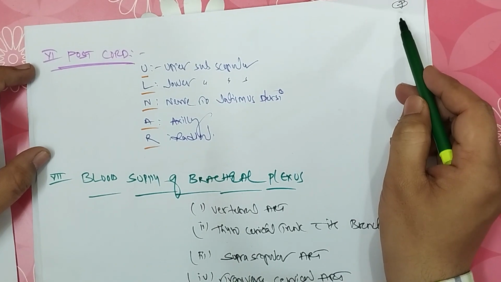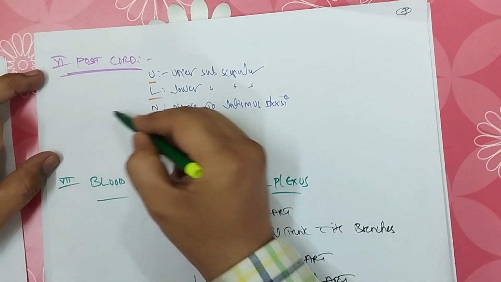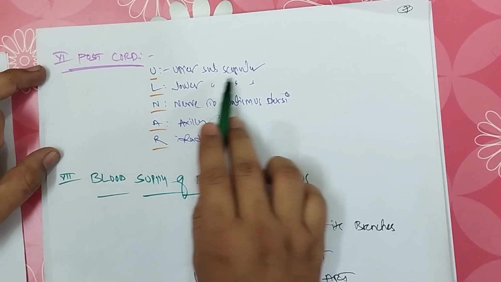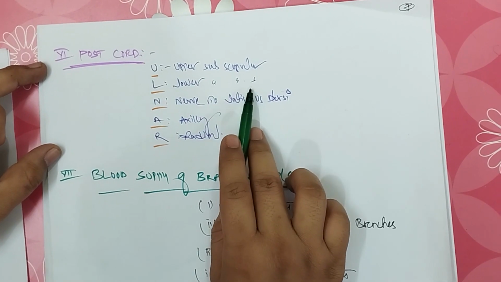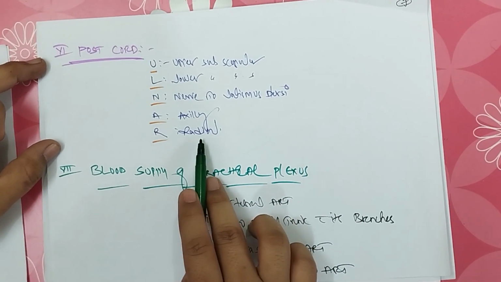Now page number 7. What are the branches from the posterior cord of the brachial plexus? I have explained it: ULNAR, upper subscapular, lower subscapular, nerve to latissimus dorsi, A for axillary, R for radial.